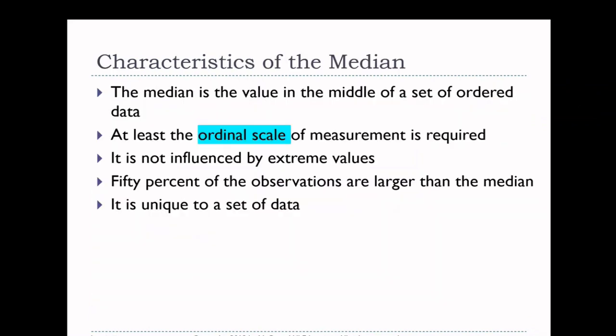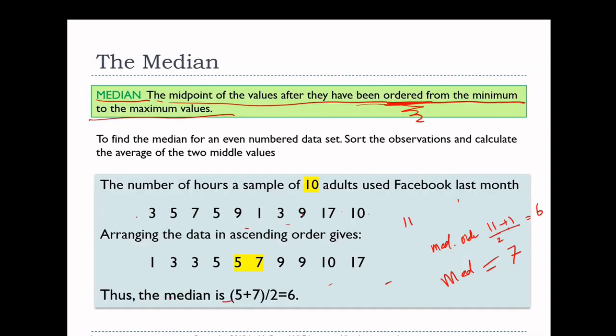Okay. Characteristics of the median. The median is the value in the middle of a set of ordered data, so it shouldn't be affected by extreme values. For example, if this number is 20, I found the median is 7. If this number is 100, not 20, does it affect? No, it doesn't affect the value, because the value depends on order, not on the value itself as the arithmetic mean does.